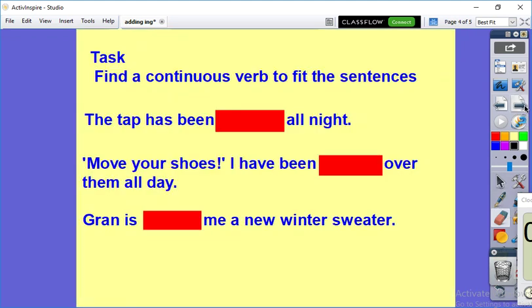Okay, we have a task for you. I want you to find the continuous verb to fit the sentences. I'm going to read the sentences first. The tap has been ___ all night. Move your shoes. I have been ___ over them all day. And finally, Gran is ___ me a new winter sweater.